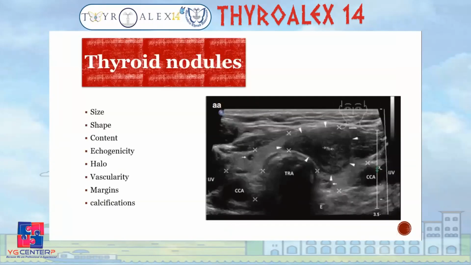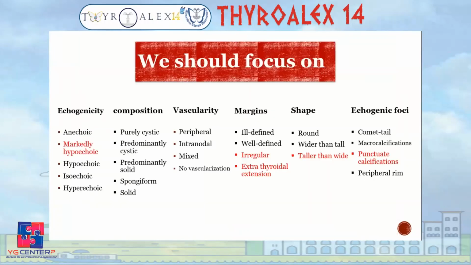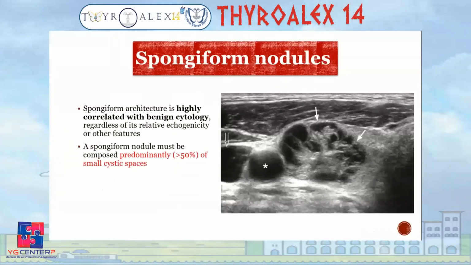Now, moving to thyroid nodules, we should focus on echogenicity, composition, vascularity, margins, shape, and echogenic foci. Those highlighted signs, markedly hypoechoic, irregular margins, extrathyroidal extension, taller-than-wide shape, and punctate calcifications, are very important because they harbor a high risk of malignancy. One type of benign nodule, besides the cystic nodules, is the spongiform nodule, which is highly correlated with benign cytology and is predominantly more than 50% small cystic spaces.